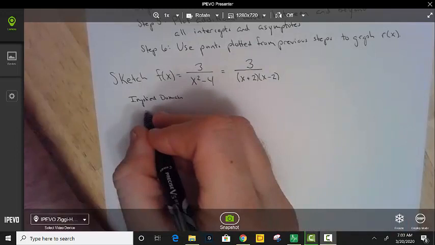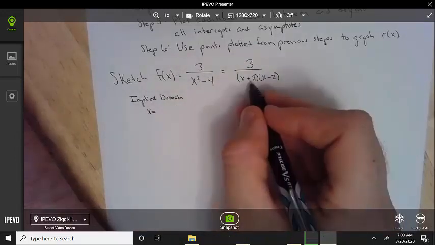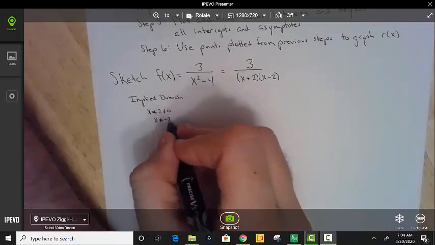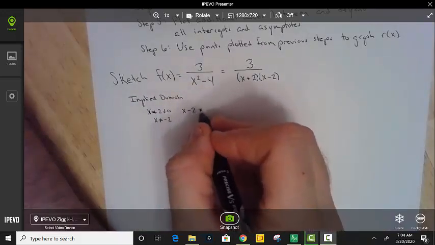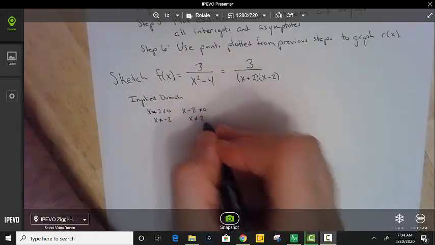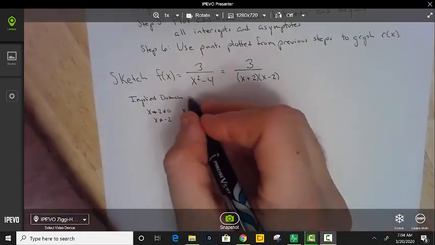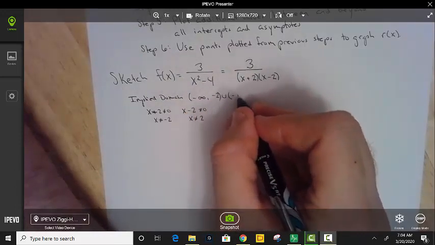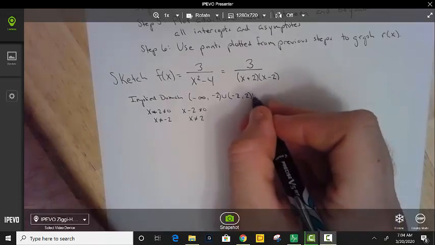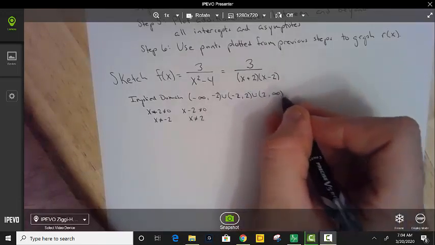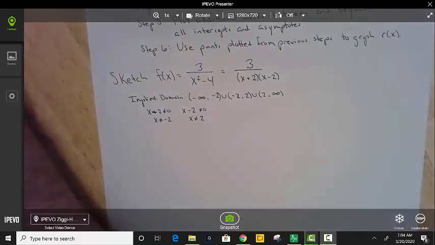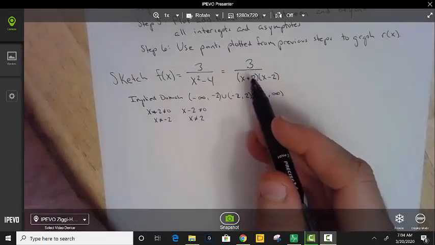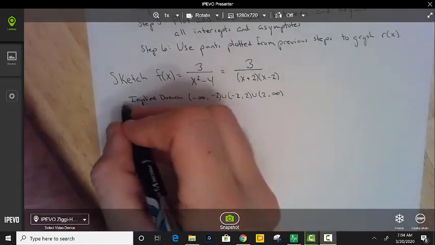would be, if we look at our excluded values, when we say x plus 2 cannot equal 0, we get x cannot equal negative 2, and x minus 2 cannot equal 0, which gives us x cannot equal 2. So our graph is going to have an implied domain of negative infinity to negative 2, union negative 2 to 2, union 2 to infinity. So our graph is going to be made up of 3 pieces that are broken up. And the top doesn't factor. So here's our step 1, if you will.